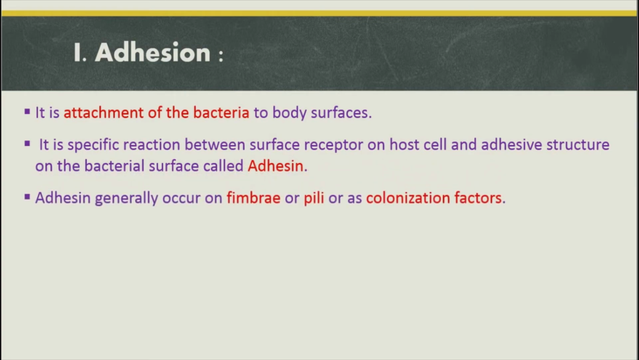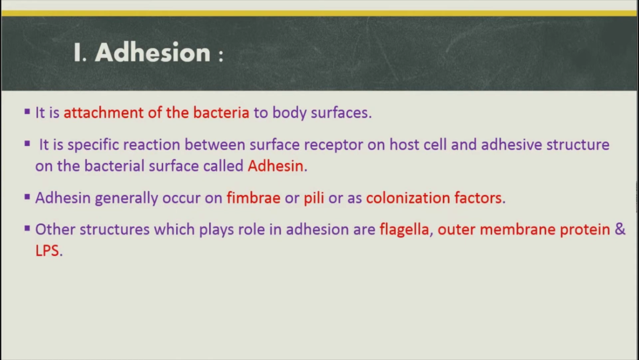Adhesion generally occurs on the fimbriae or the pili. This is the most important structure present in the bacteria, that is the fimbriae or the pili, which act as an adhesive factor or as a colonization factor. In addition to this, there are some other structures which play an important role in adhesion. These include the flagella, outer membrane protein, and lipopolysaccharide, that is LPS. These also act as adhesive factors.